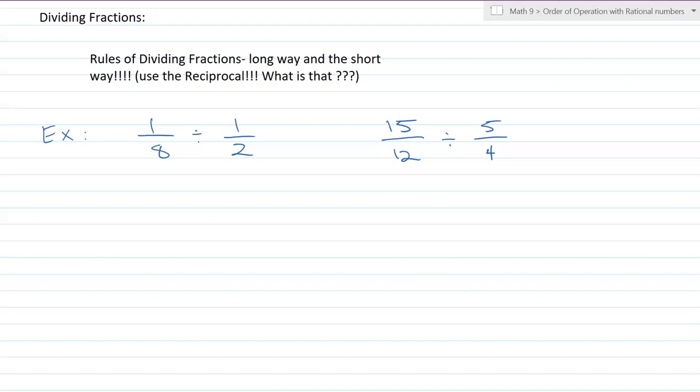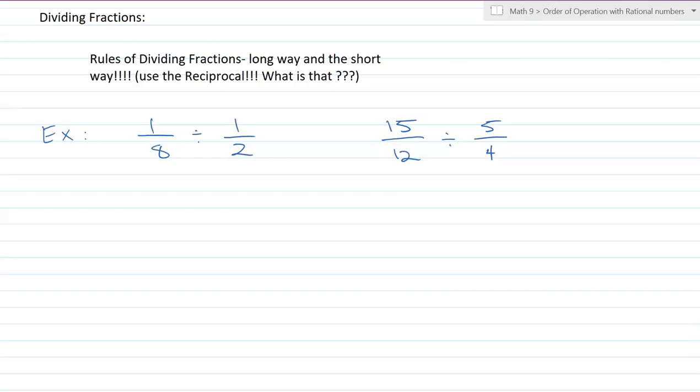Okay, in this lesson we're going to continue with fractions, and this time we're going to do dividing fractions and the rules of dividing fractions. Now I'm going to show you the usual long way, and then I'm going to give you a shortcut using the reciprocal, which you learned in the last section when we did multiplying fractions. So the regular rule of division is the same as multiplication.